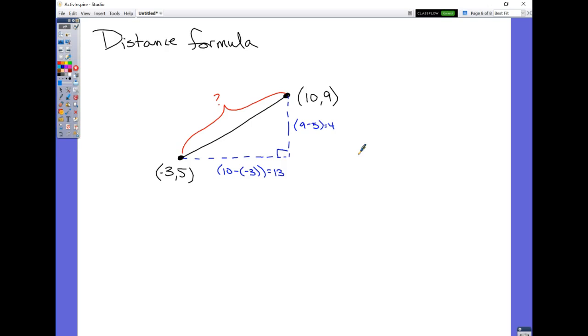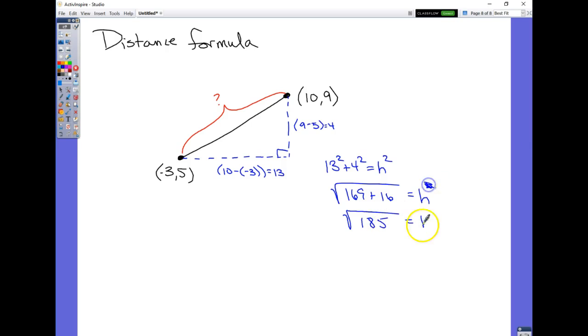And if this is a right triangle with the legs 13 and 4, what we find out is, well, our homeboy Pythagoras says all we have to do is take 13 squared plus 4 squared, and that's going to be our hypotenuse squared, or the square root of 169 plus 16, which is clearly the square root of 185, or sorry, not h squared, that's just h now.